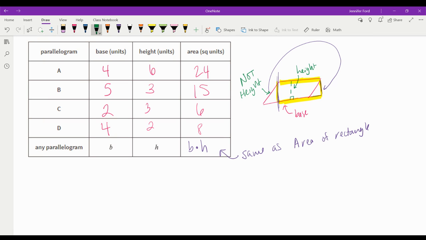So the area of a parallelogram is base times the height.